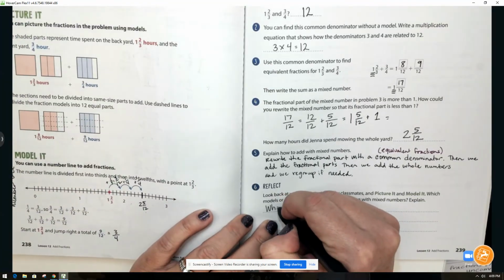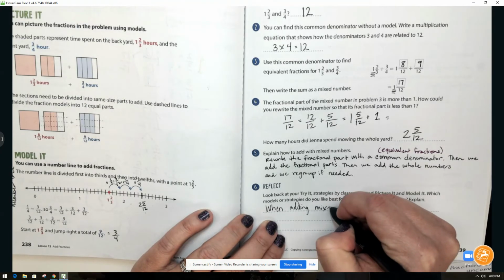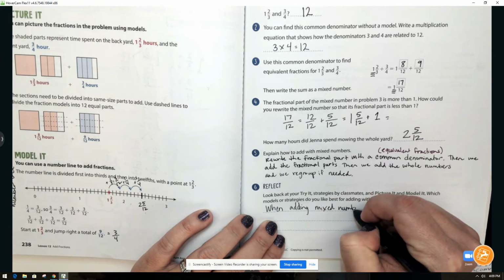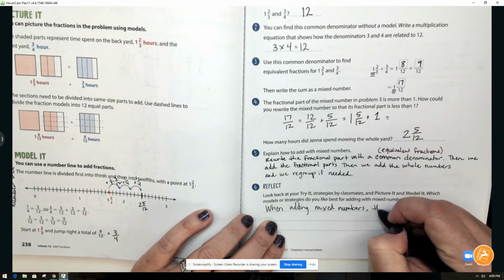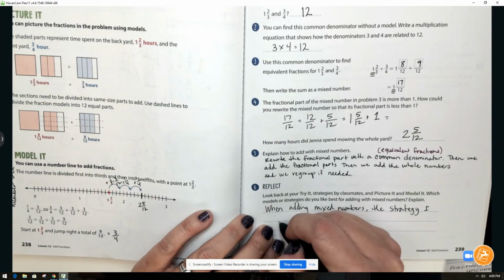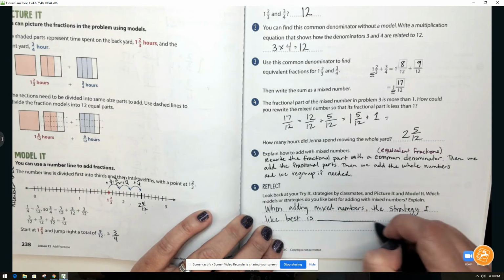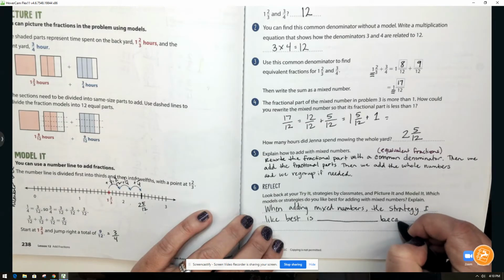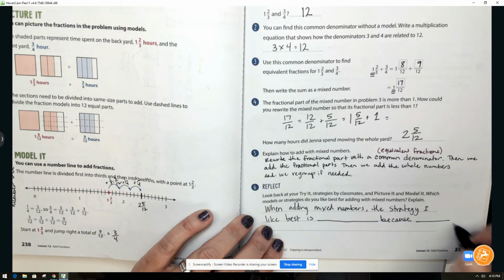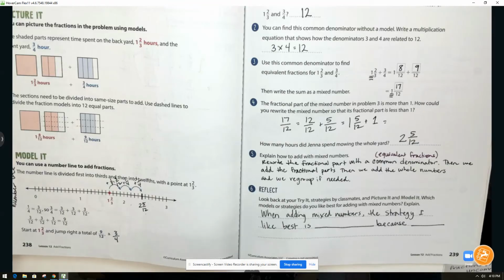So when adding mixed numbers, the strategy I like best is ___ because ___. So I want you to tell me, what is the strategy you like best and why? Go ahead and pause the video, finish answering that, and then we'll move on.